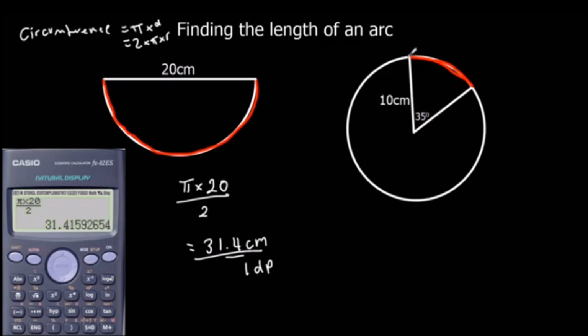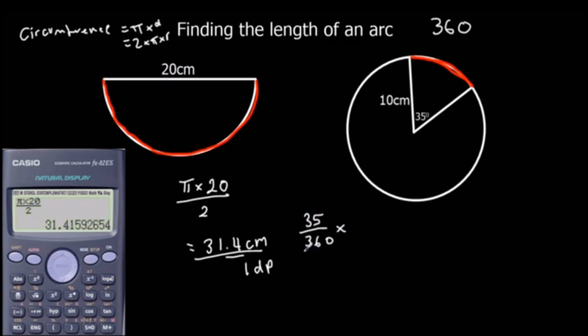So I've got 35 degrees of the circle, and you should know a whole circle is 360 degrees, all the way around. When I want to know what fraction of the circle I've got, it's 35 out of 360. I've got that fraction of the circle, so I've also got that fraction of the circumference. Whenever we say "of", we mean times.